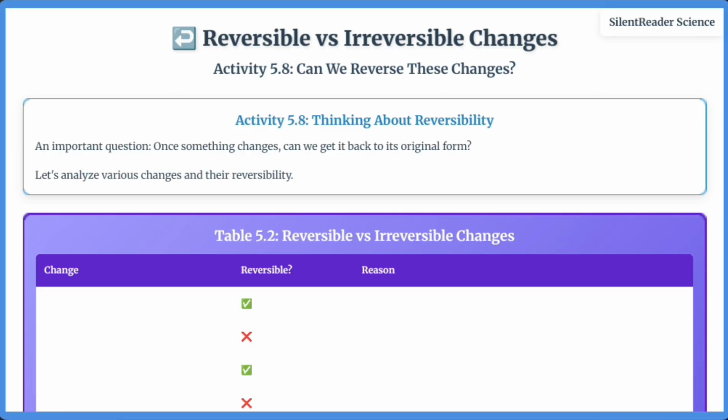We also consider whether changes are desirable or undesirable. Cooking food is desirable, but food rotting is undesirable. Rusting is generally undesirable, but composting food waste is desirable. Context matters greatly when evaluating changes.